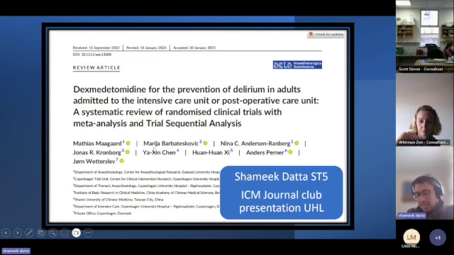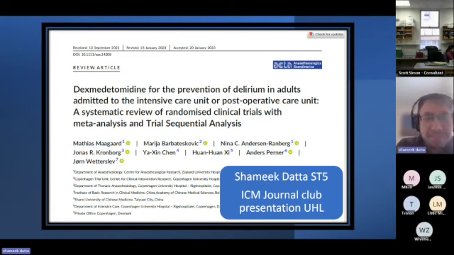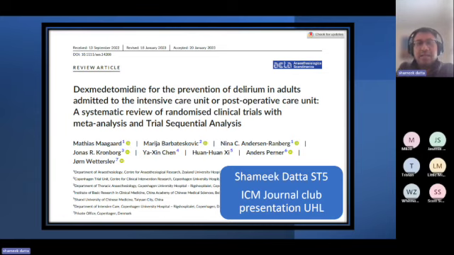So I'm just presenting a journal today, which talks about dexmedetomidine for the prevention of delirium in adults admitted to the intensive care or a post-operative unit. It's basically a systematic review consisting of a meta-analysis of many trials done mostly in Copenhagen and through the Chinese database. Apologies to start off because it's quite a dry and statistical topic, and some of the slides are busy.